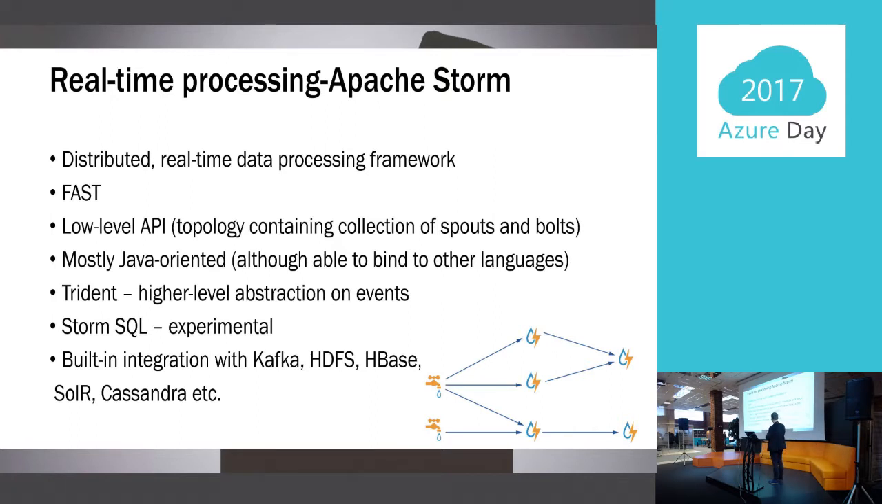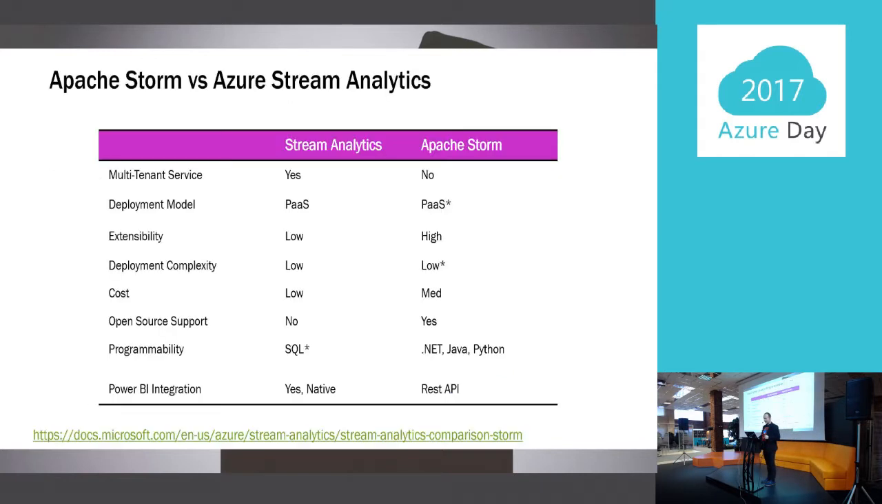On the other hand, those spouts can be very easily connected to other open source projects like Kafka, HDFS, HBase, Solr, Cassandra, and others. Again, the reason is the same as with Kafka: the open source community and the fact that it is very close to the rest of the Hadoop ecosystem. So what can we compare Apache Storm to? Well, the usual suspect is Stream Analytics. So let's take Stream Analytics as an example here.